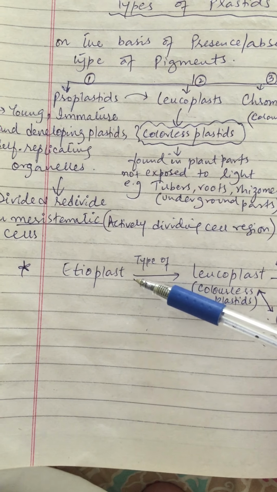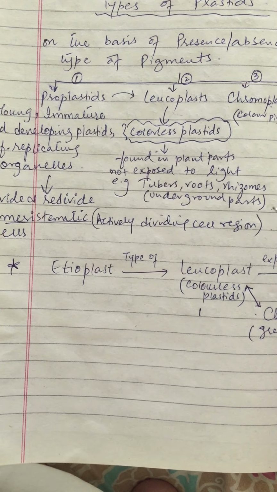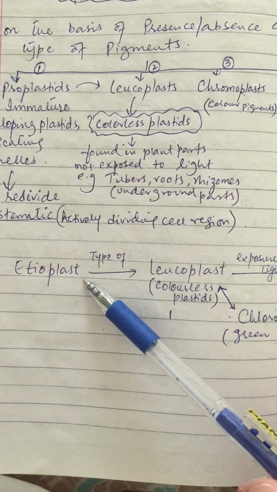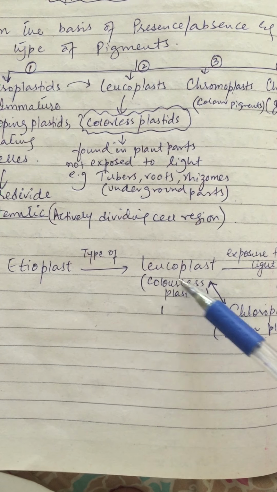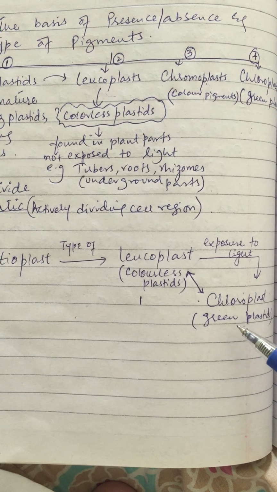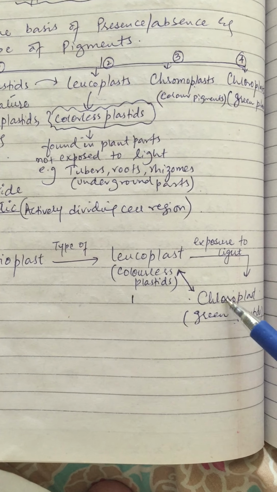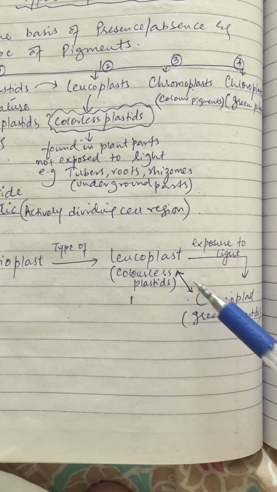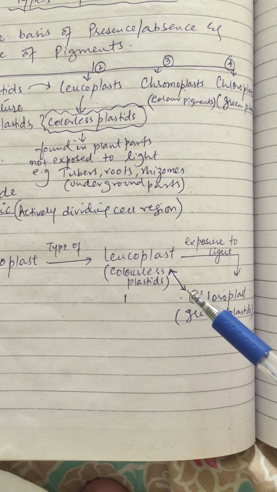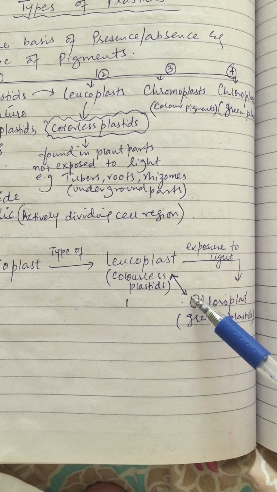Now, what is etioplast? Etioplast is basically a type of leukoplast which, on exposure to light, develops into the chloroplast. When these etioplasts, which are a type of leukoplast, get exposed to light, they convert into chloroplasts. Similarly, chloroplasts may become leukoplasts. These are interconvertible. But colored plastids, which are present in the petals, are mostly terminally differentiated.